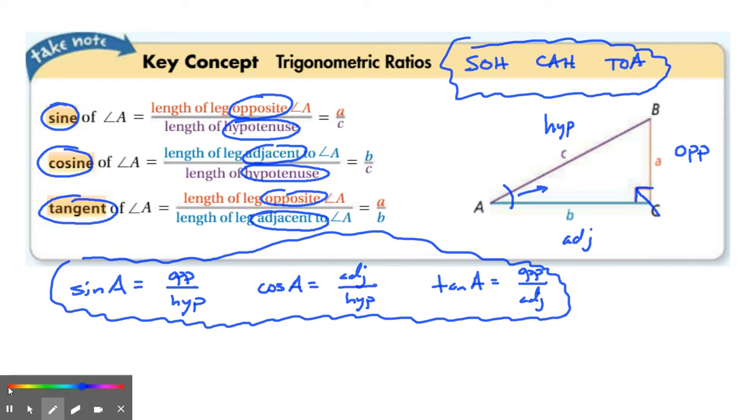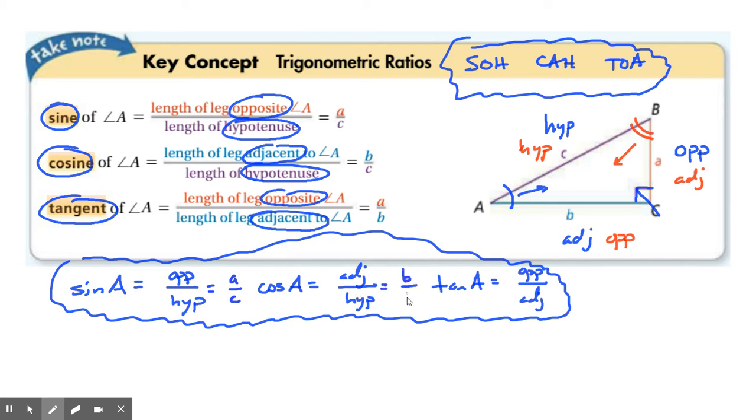Now, what about the other acute angle? What about angle B? Well, if angle B was our angle of interest, which it can be, then this would now be the opposite side, this would be the adjacent side, and this would be the hypotenuse, okay? So the opposite would be A over C, the hypotenuse, the adjacent would be B over C, and then the opposite over adjacent would be A over B, right? So this is for my next part.